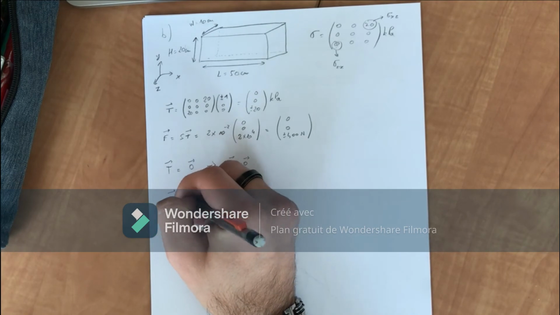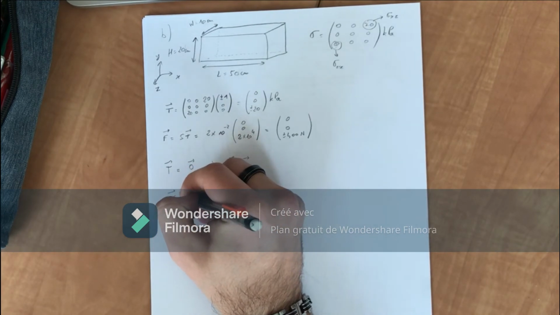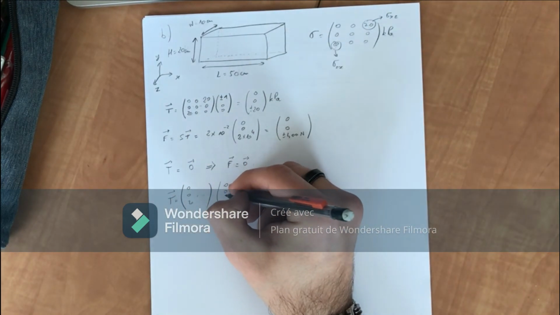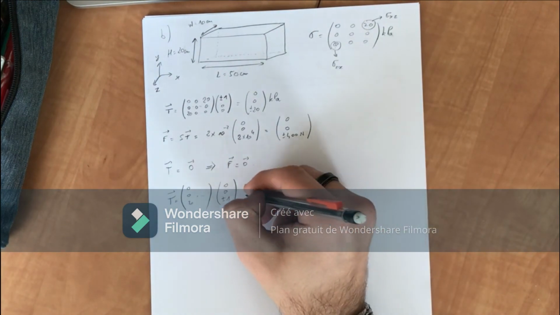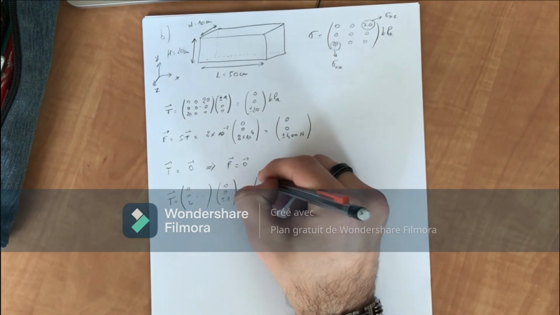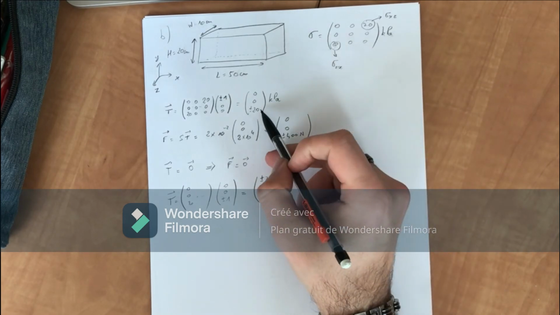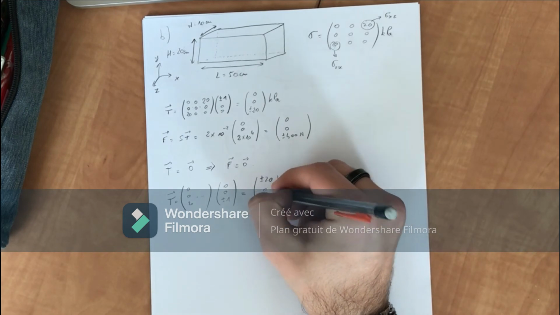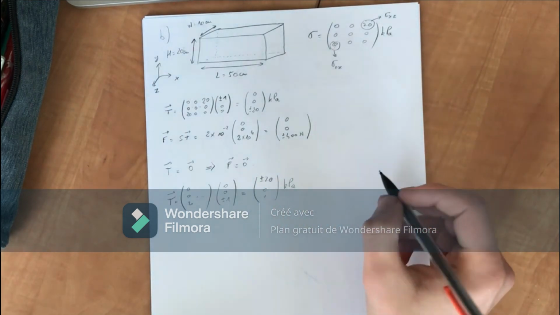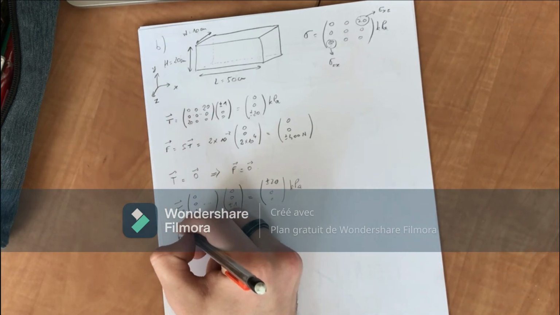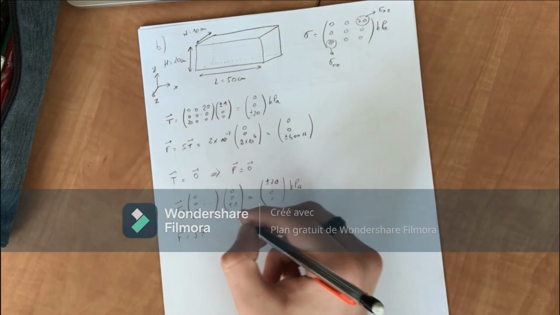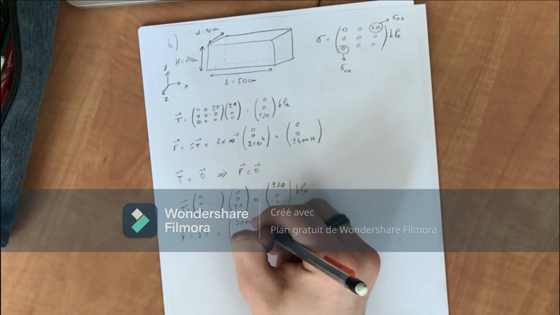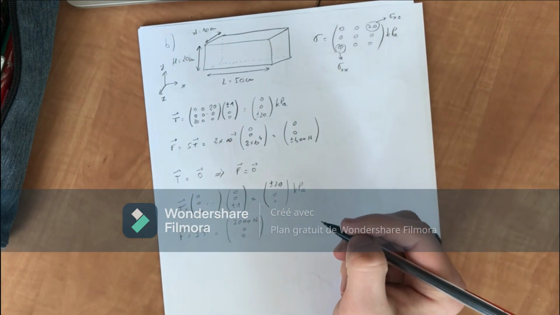So let me show you the calculus again. This is the matrix, the same as this one, times the unitary vector as usual, and this will be equal to the same amount that we found before, but on the x component, and this is of course in kilopascals. Then we deduce the force, which is equal to the surface times the stress vector, and this is equal to 2000 newtons.